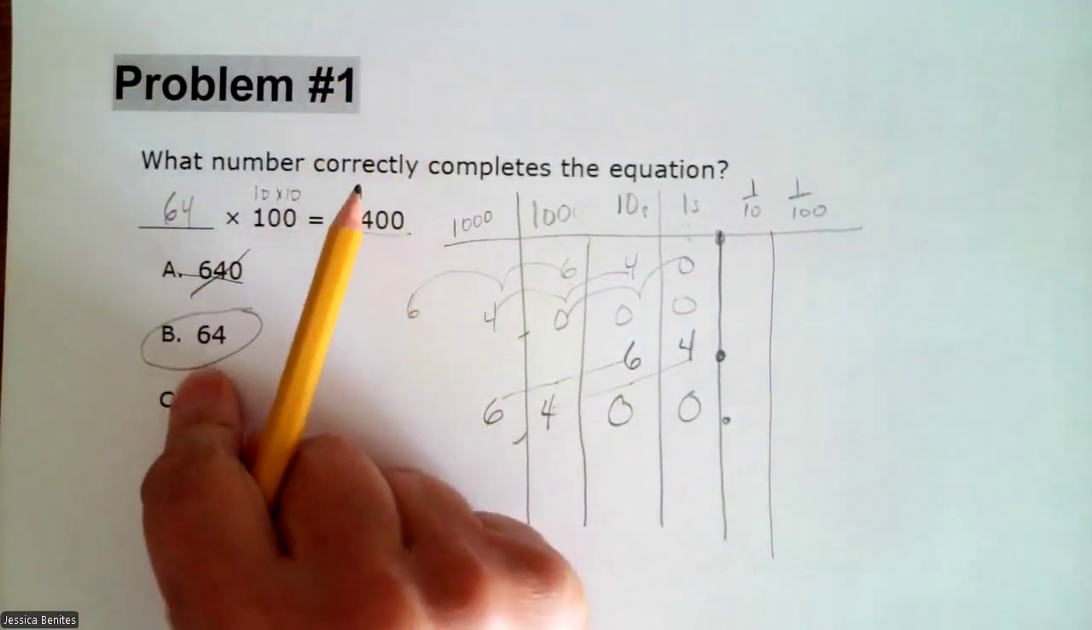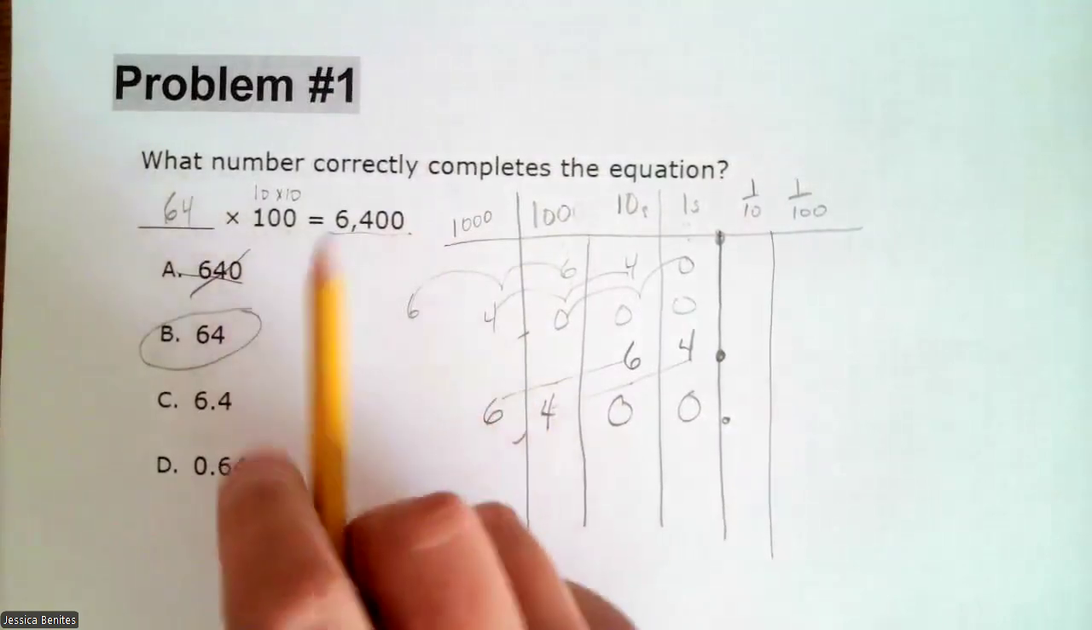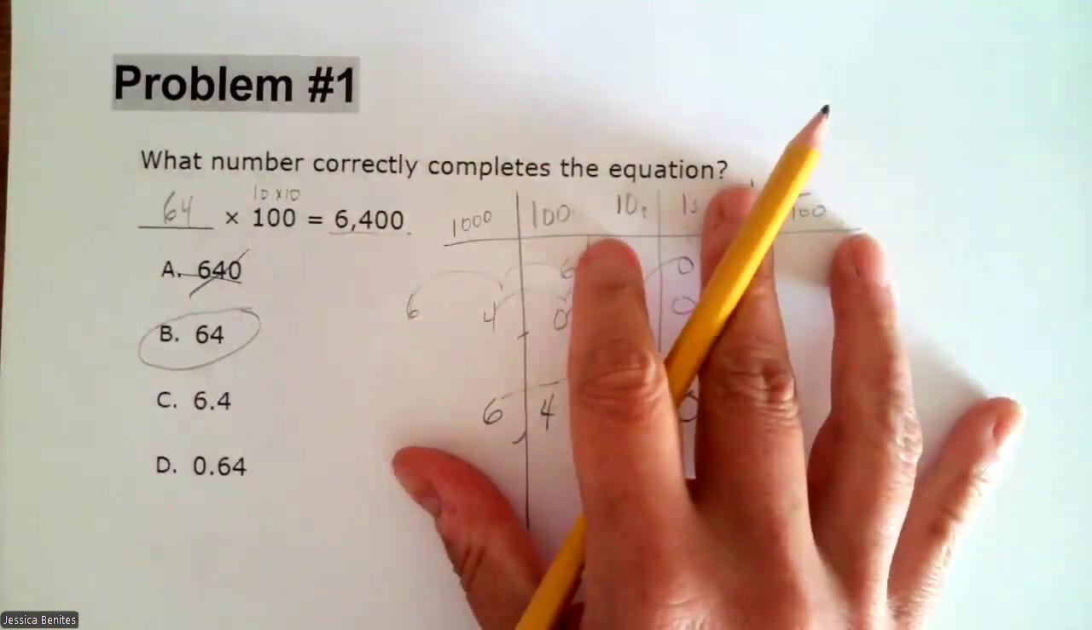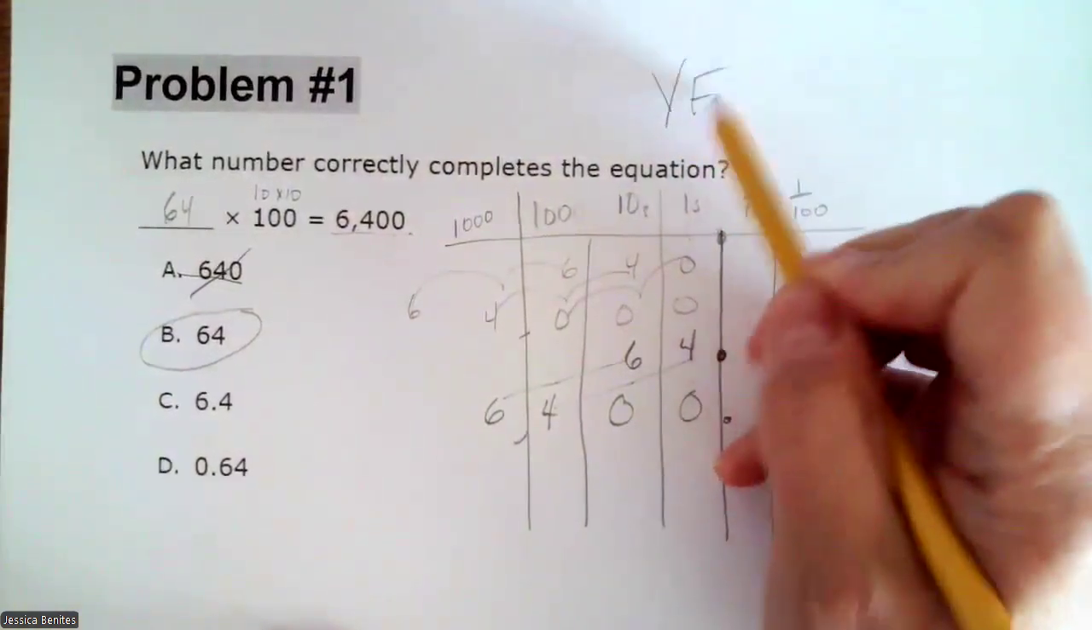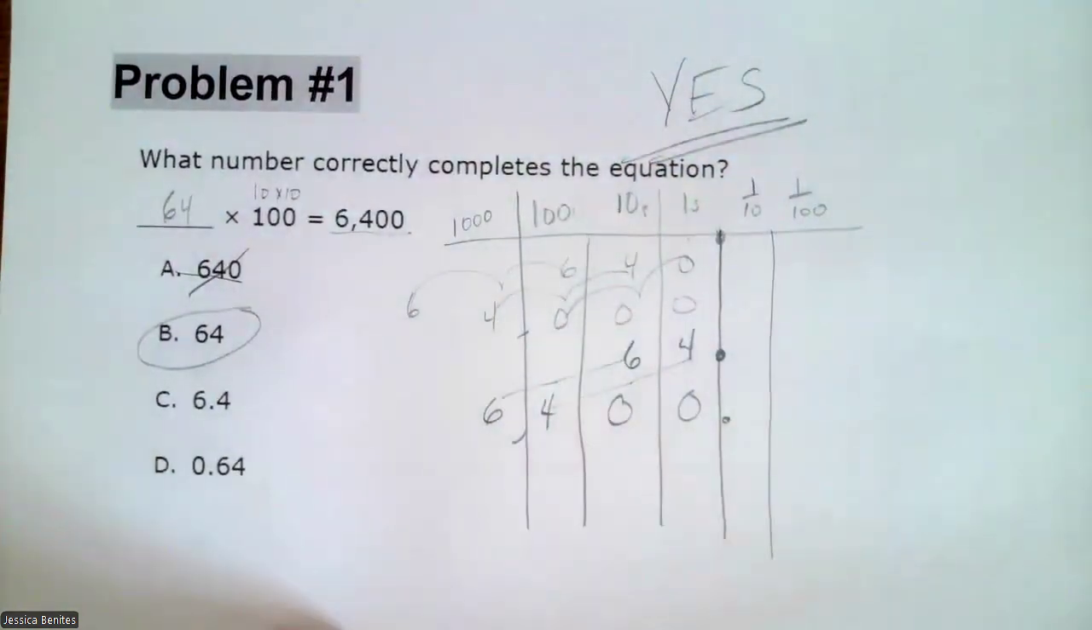You can always do it the old school way and multiply each one by 100, and you can do it that way. So can you use more than one way to solve a math problem? Yes, we hope so. We hope you do that.